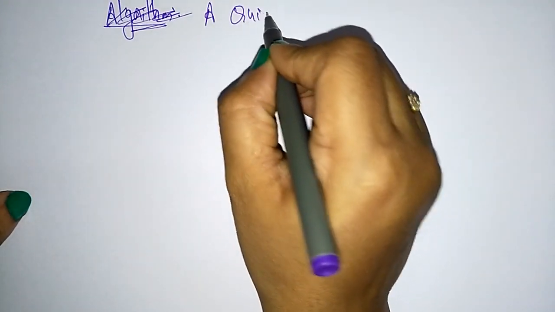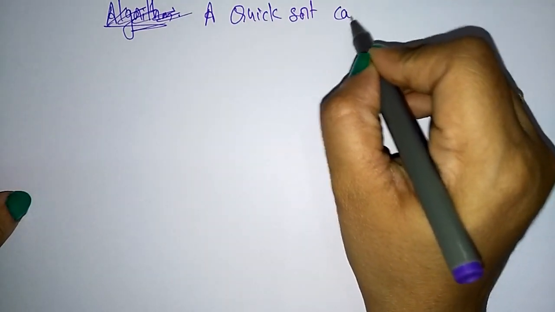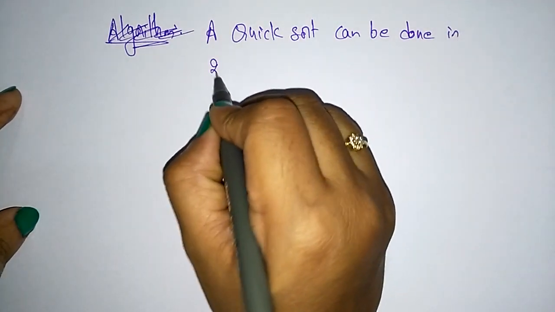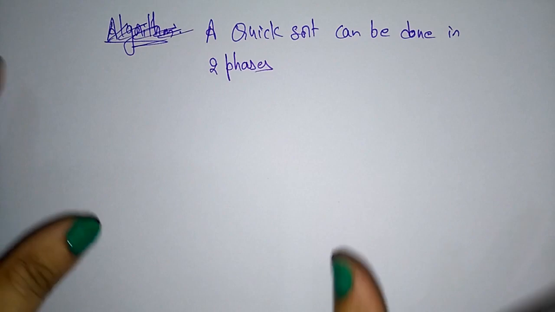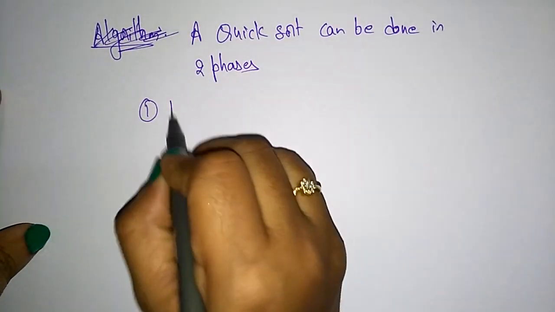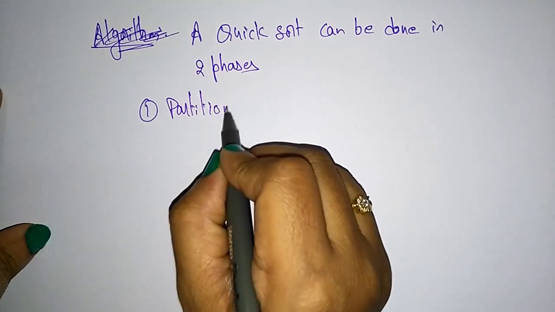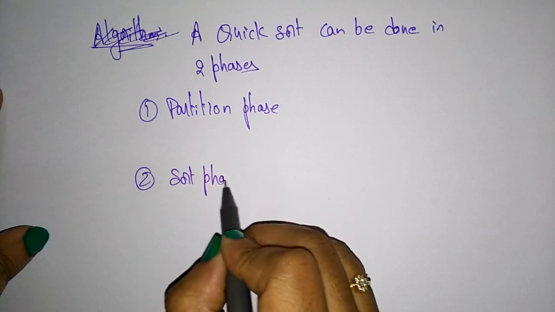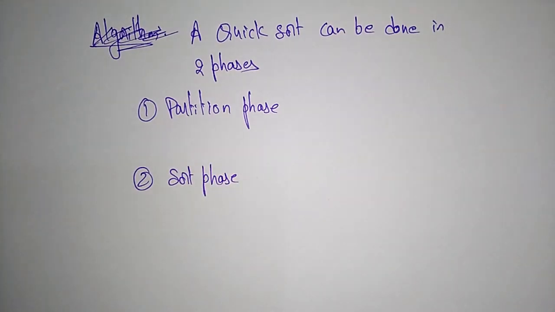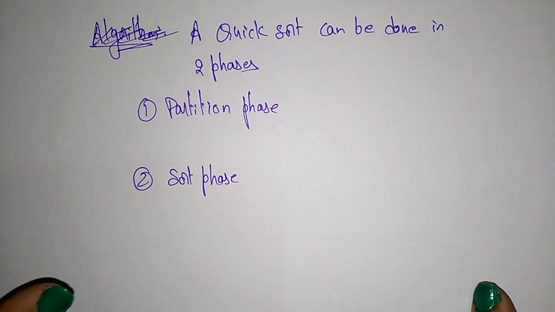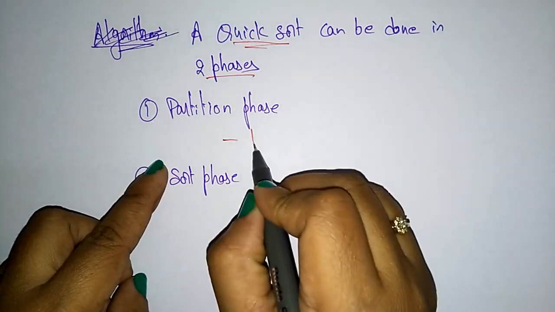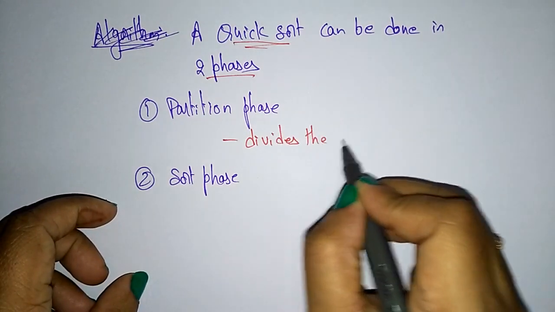Quick sort can be done in two phases. One is the partition phase and another is the sort phase. First you have to do the partition, and after doing the partition, you can sort the array. So quick sort can be done in two phases. In the partition phase, we will just divide the work into two halves.